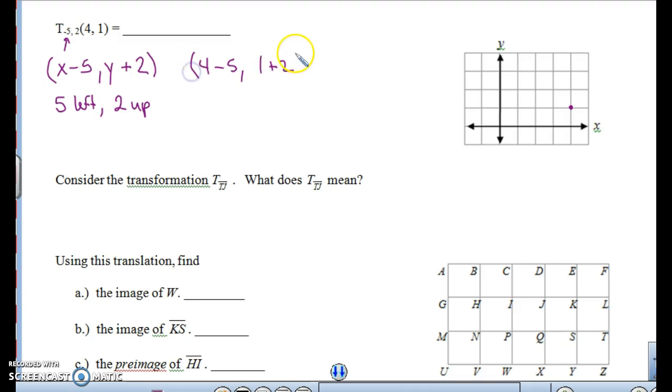And where do I end up? 4 minus 5 is negative 1, 1 plus 2 is 3. Let's see if that's right. 5 to the right, 1, 2, 3, 4, 5, and up 2. 1, 2 puts me right there, and that's the point negative 1, 3. So the translation of negative 5, 2 of the point 4, 1 ends up at negative 1, 3.